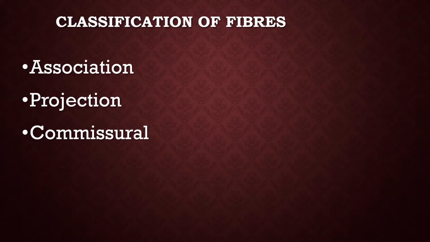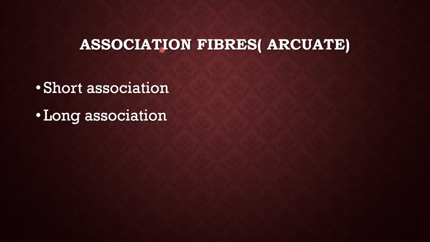The classification of the fibers is association fibers, projection fibers, and commissural fibers. Association fibers are the fibers which connect the gyri of the same cerebral hemisphere. As we all know, there are two cerebral hemispheres, and in every cerebral hemisphere we have different gyri. All the gyri are connected with each other, meaning in one cerebral hemisphere the gyri are connected with each other by these association fibers.